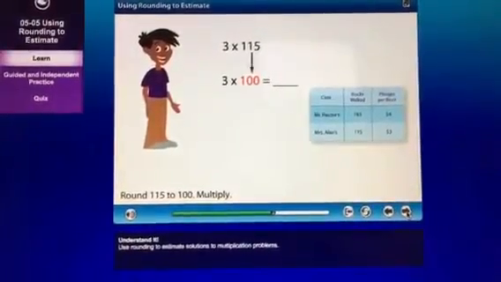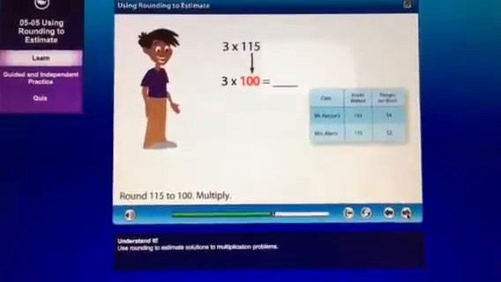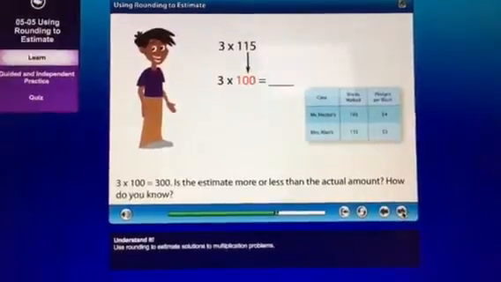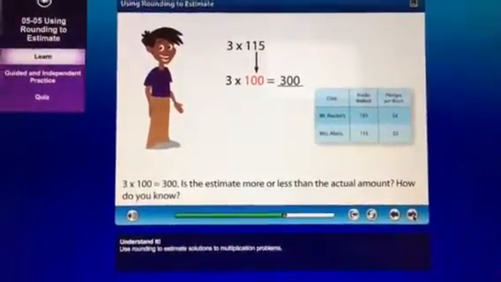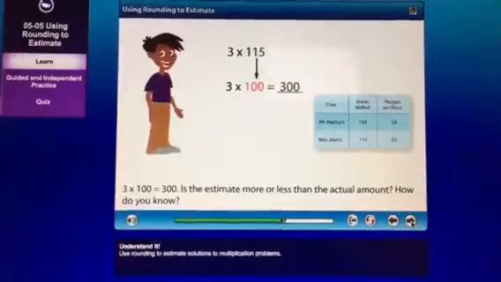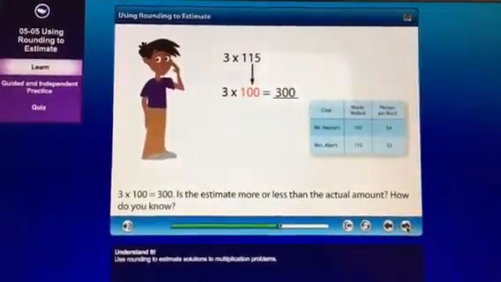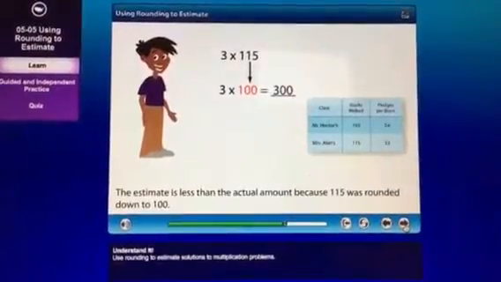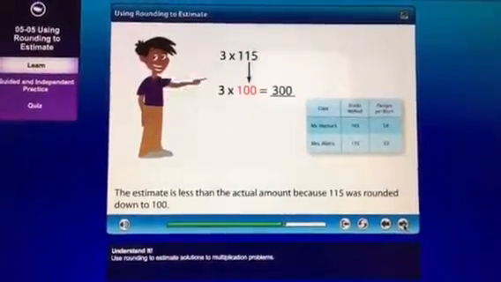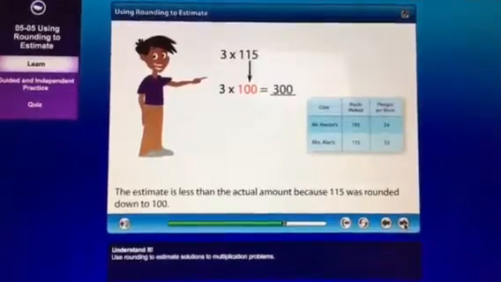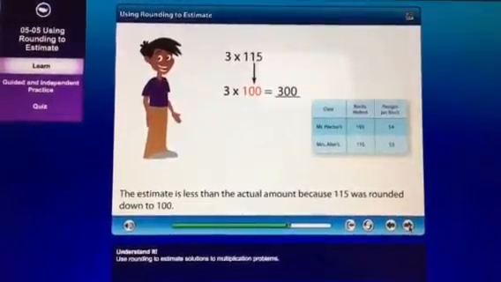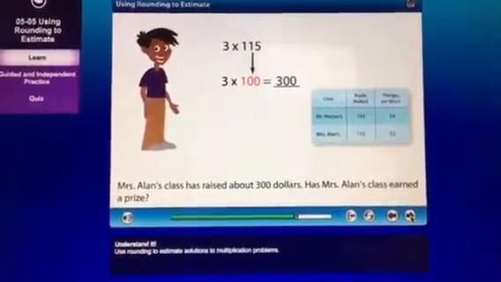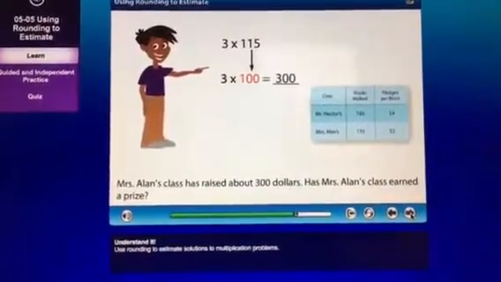Round 115 to 100. Multiply. 3 times 100 equals 300. Is the estimate more or less than the actual amount? How do you know? The estimate is less than the actual amount because 115 was rounded down to 100. Mrs. Allen's class has raised about $300.